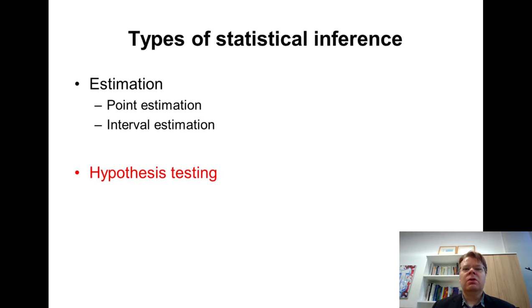The purpose in hypothesis testing is to contrast this prior statement with our empirical evidence, and then we draw a conclusion: does the empirical evidence either support this prior hypothesis or falsify it? But always there is some kind of prior statement about the parameter value.